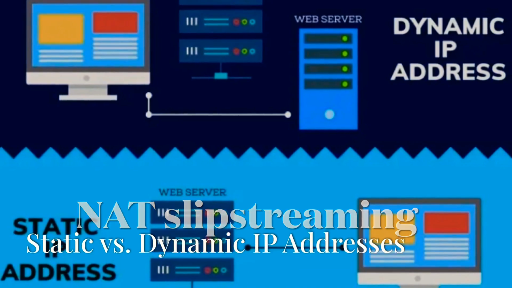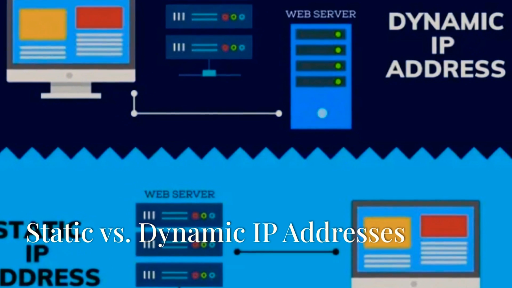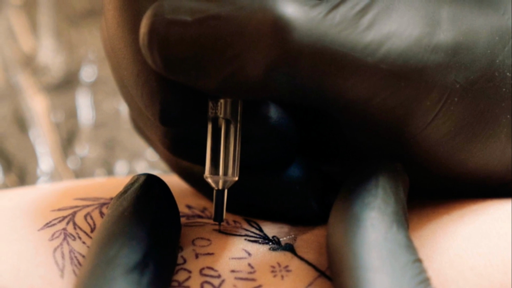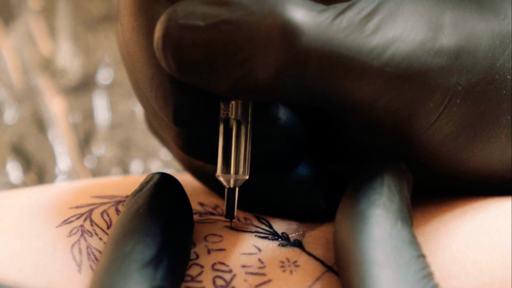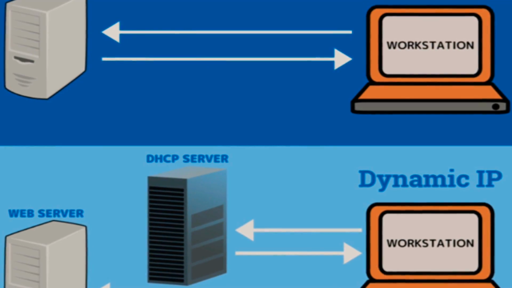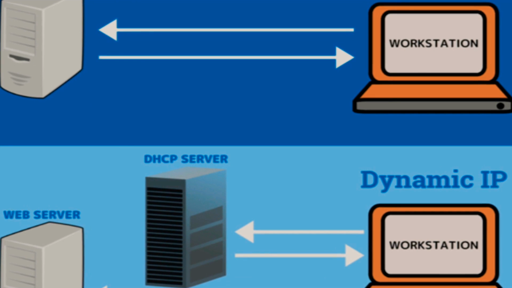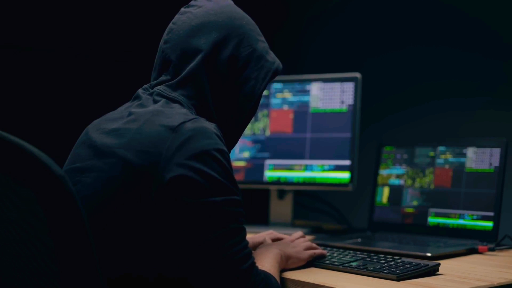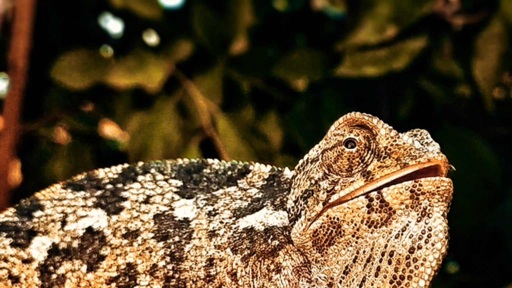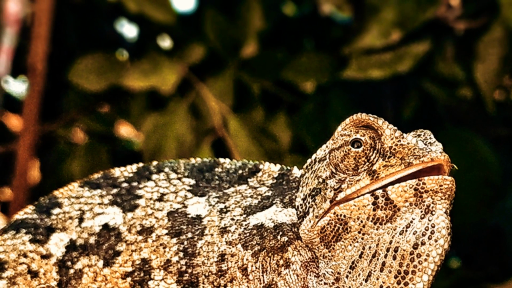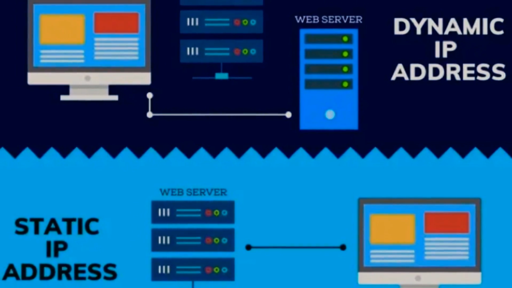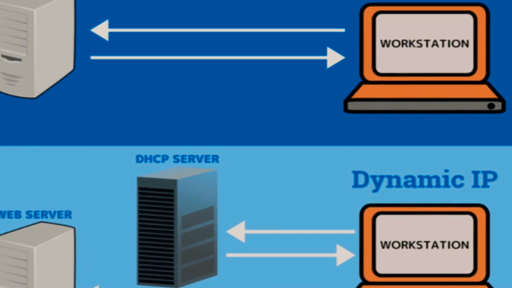Some argue that static IPs or fixed addresses are safer, but they're like permanent tattoos. They don't change, making you easier to track. Dynamic IPs, on the other hand, are the chameleons of the network. They change periodically, making it harder for attackers to pin you down. But even chameleons can be caught if they're not careful. Static allocation is reliable but rigid. Dynamic allocation is flexible but unpredictable.